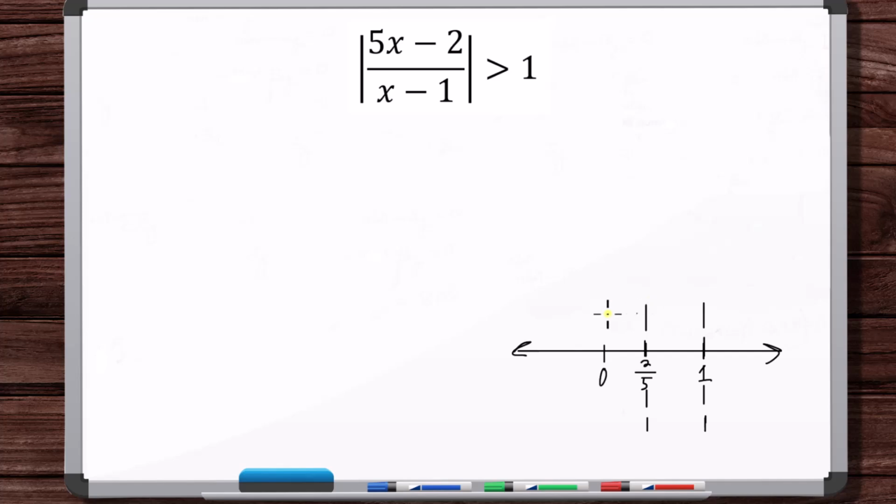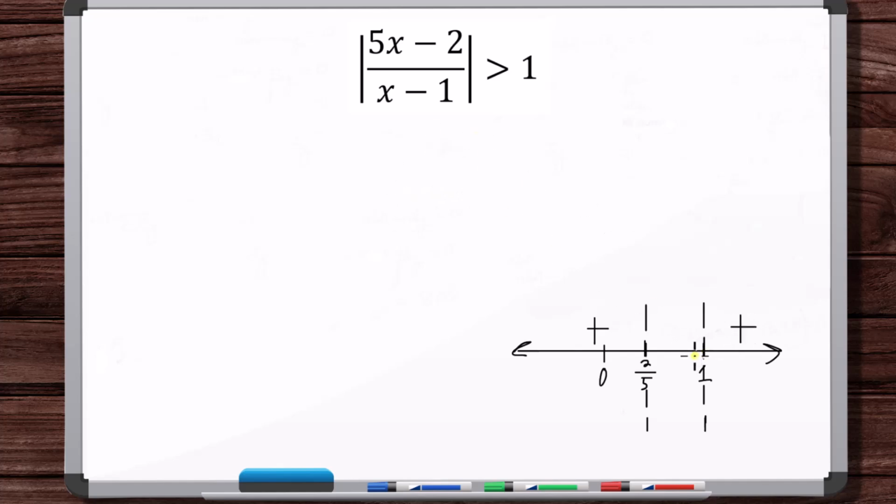Now since we know this expression only changes signs across these points, all we need to do is plug in some x value in each region to see what the sign is in that region. So let's plug in x is equal to 0. That's easy. You've got -1 in the denominator and -2 in the numerator, so it's going to be positive over here. Now let's plug in 2. 2 minus 1 is 1. 5 times 2 is 10. 10 minus 2 is 8. So it's going to be positive over here. So it should be negative in the middle.